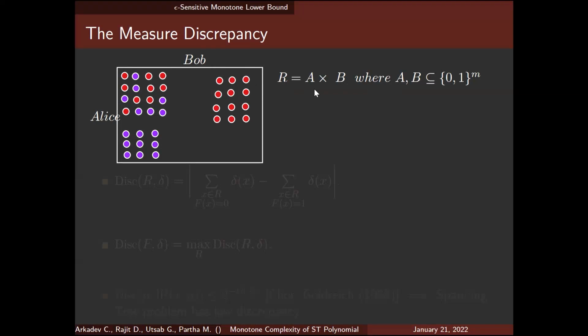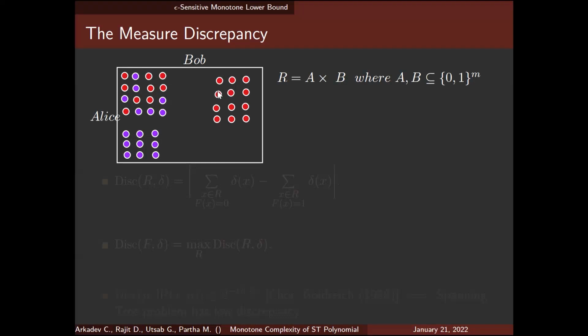Now, a rectangle of this matrix is a submatrix of this matrix such that the rows and the columns of this submatrix may not be contiguous in the original matrix. So this is a rectangle's example, and as I mentioned with different colors, all the entries are 0 here. So this is a 0 monochromatic rectangle, we say. And similarly, this is a 1 monochromatic rectangle, but this is a mixed rectangle.